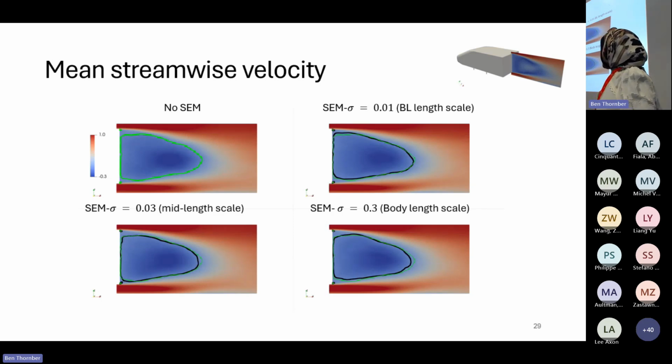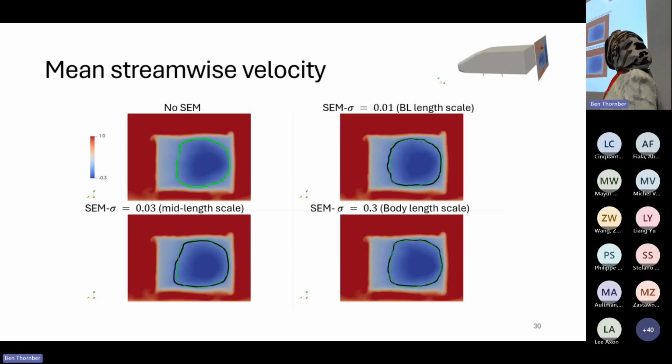And then what we can see here is that there is a slight change for sigma 0.01, but for 0.03, it is more visible that there is a bit of reduction of the length of the recirculation region. That's always associated with an increased drag. Then, for the cross section just downstream of the base, no change could be seen. Applying SEM doesn't change much the cross section of the recirculation region.